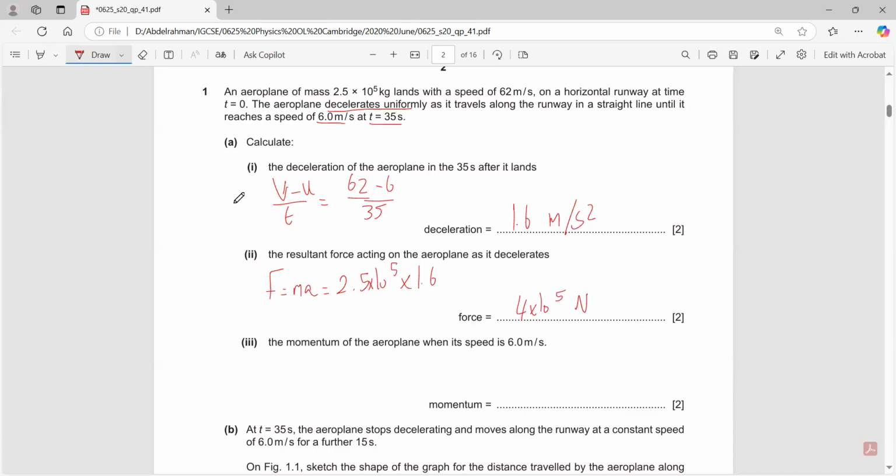The momentum of the airplane when its speed is 6 meters per second: momentum equals mv. P equals mv. We have the mass 2.5 times 10 to the power of 5 and the velocity, which is 6, which gives a momentum of 1.5 times 10 to the power of 6 kilograms meters per second.